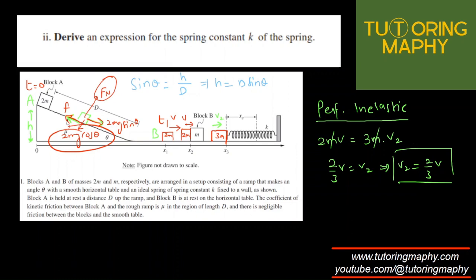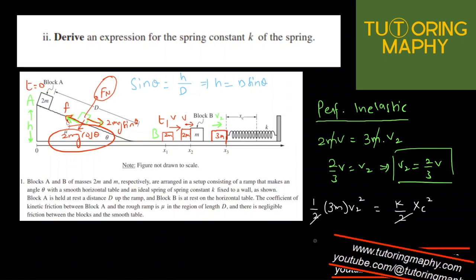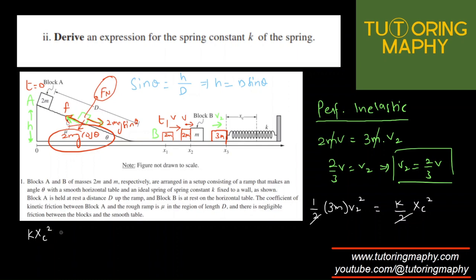Because now I'm going to conserve the energy. The energy at this point, by the way, guys, if you're thinking that you can conserve energy at this point with the spring energy, that's going to be incorrect, because during perfectly inelastic collision, some energy is lost. So you have to take the energy after the collision. I hope that makes sense. So initial energy is going to be only kinetic, which is half m v square, right? And the final energy is going to be k over 2 x c square. 2 and 2 is gone. Okay, so I think I'm going to rewrite this here. K x sub c square is equal to 3m v2 square.